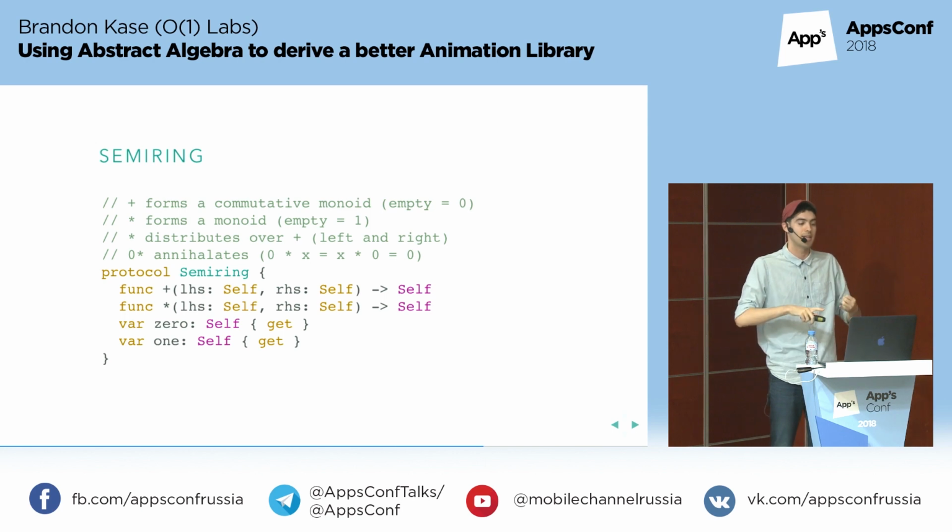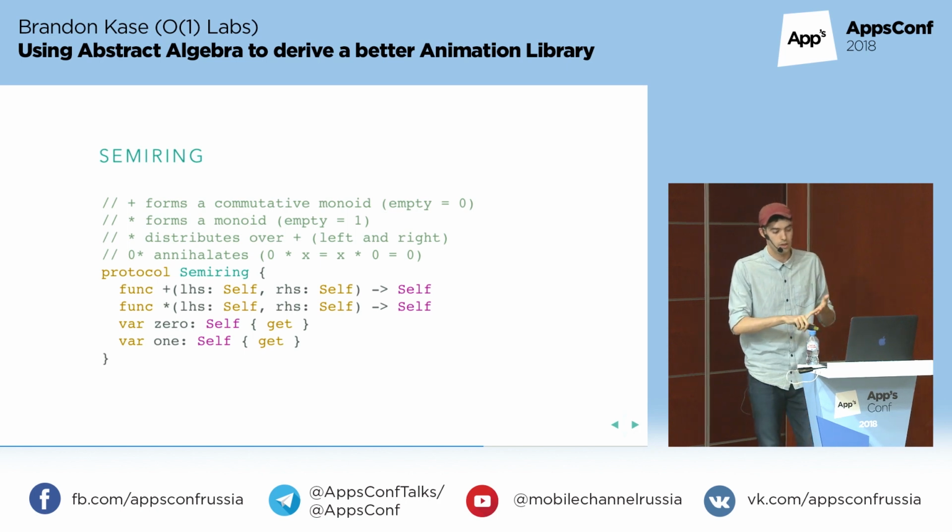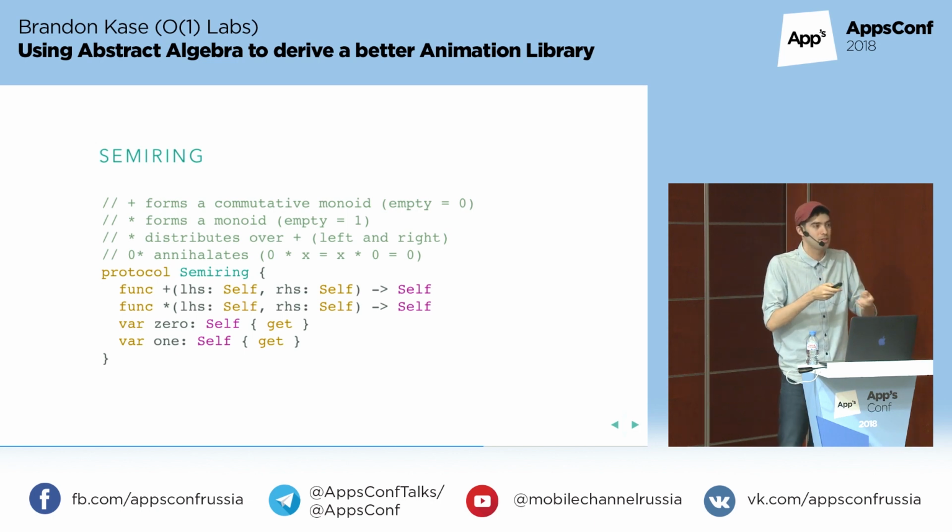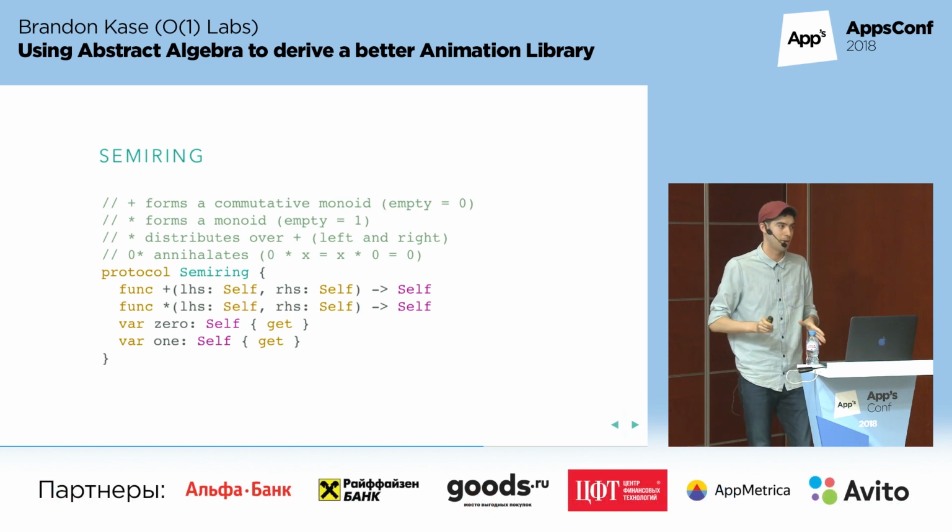So what is a semi-ring? It's something that demands you define addition, multiplication, 0, and 1, right? In our case, 0 is going to be canceled, and 1 is going to be the trivial animation that has no duration, okay? And then it demands that all these operations behave in the ways that we already talked about. And if that's true, it's a semi-ring, all right?